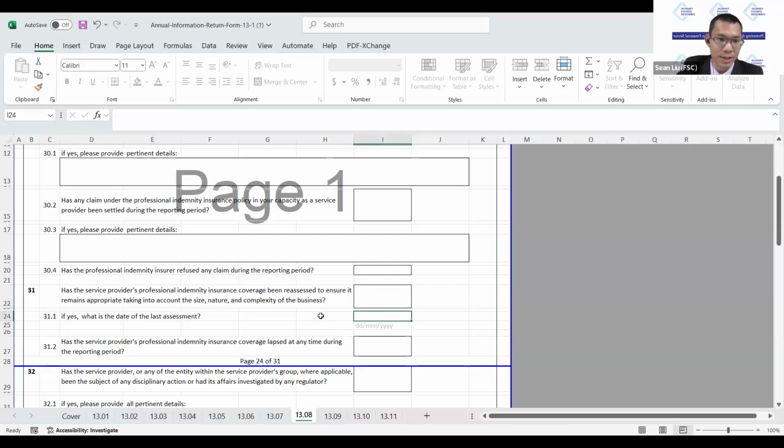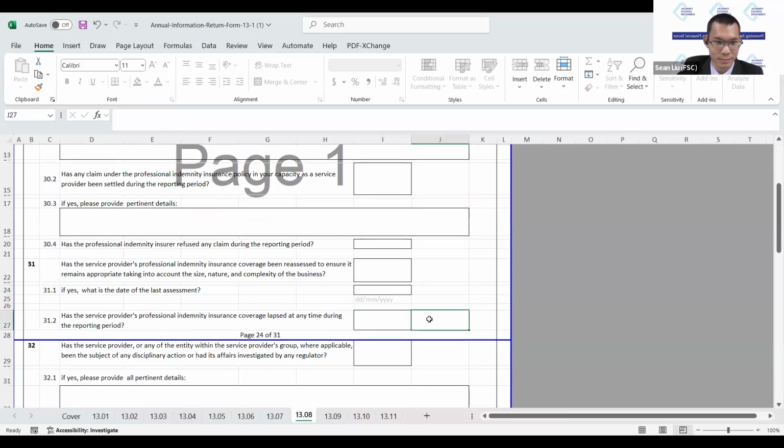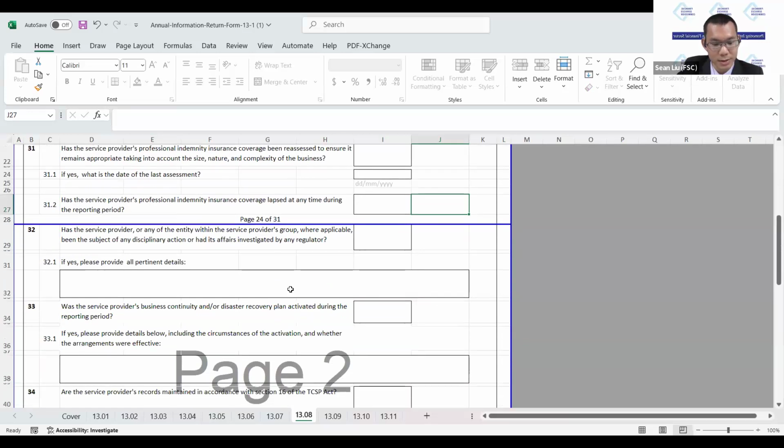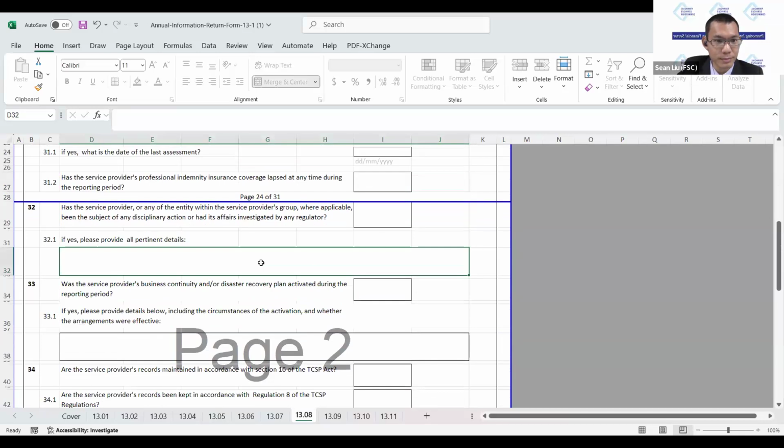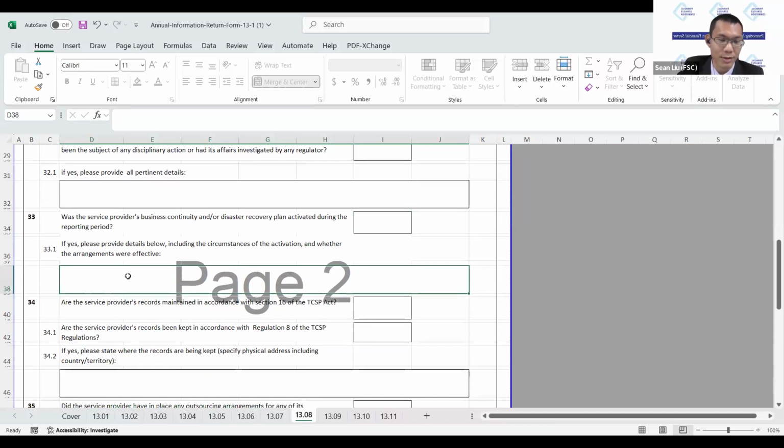We ask the date of the last assessment of the PII. And we ask whether or not it's up to date or not. We also ask about your record management system and the maintenance of registers in the sheet as well. So we also asked about your business continuity planning, whether you had to activate it or not. If yes, again, provide details here. If no, just put NA in this section.